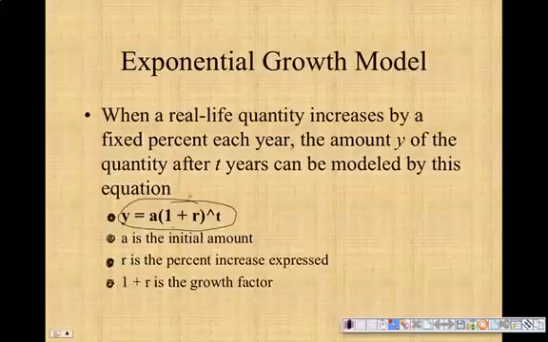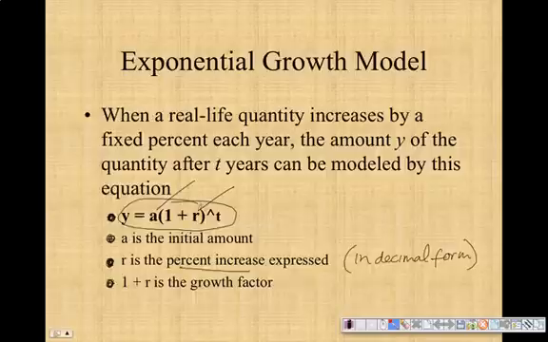A is the initial amount. Write this down. A is the initial amount of whatever you're talking about, whether it be money, whatever you're talking about. R is the percent increase expressed. So if I said, hey, this amount of money increases by 6% each year, then you put 6% here. But the only thing is, which I didn't write down, percent increase expressed has to be in decimal form. Please remember that, because if I said 6%, people would just put 6 right here. That is wrong. 6%, you guys should know, is equal to 0.06. That's what would go into this right here.